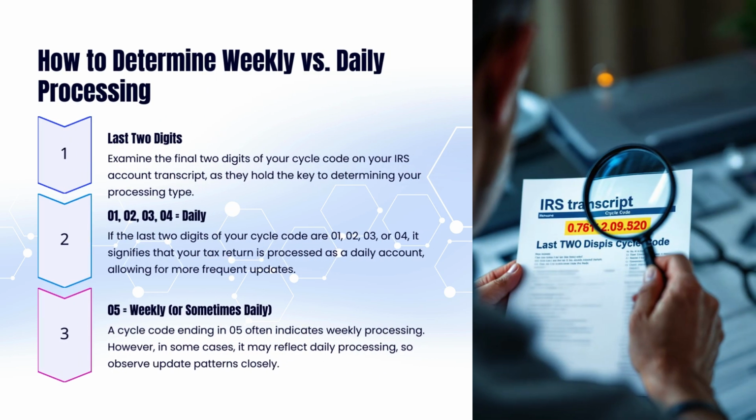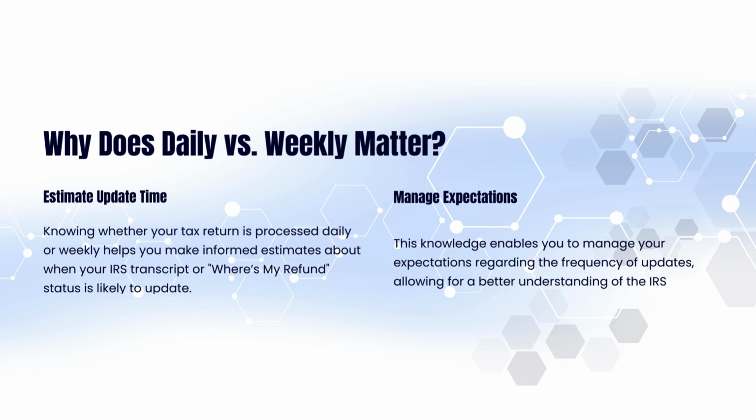How to determine weekly versus daily processing. Examine the final 2 digits of your cycle code on your IRS account transcript, as they hold the key to determining your processing type. Now you know that 01, 02, 03, 04 equals daily and 05 equals weekly. You're ready to dig deeper and use this information to stay ahead.